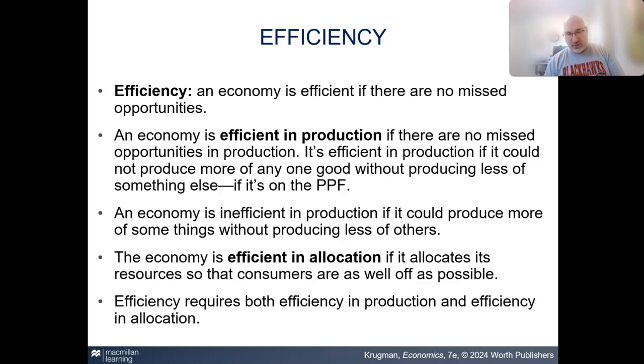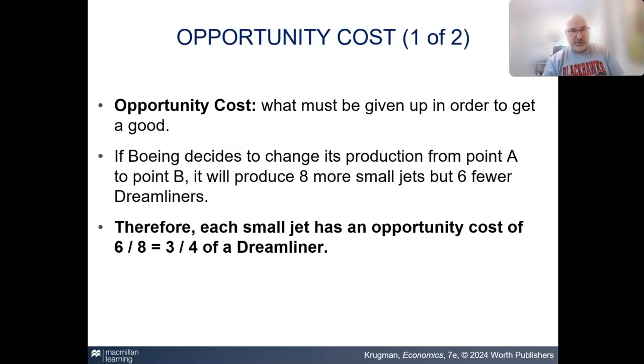Could they afford it? Do they really want all small jets? You know, people want to go places. They're not going to fit in small jets. All right, so efficiency requires both efficiency in production and efficiency in allocation.